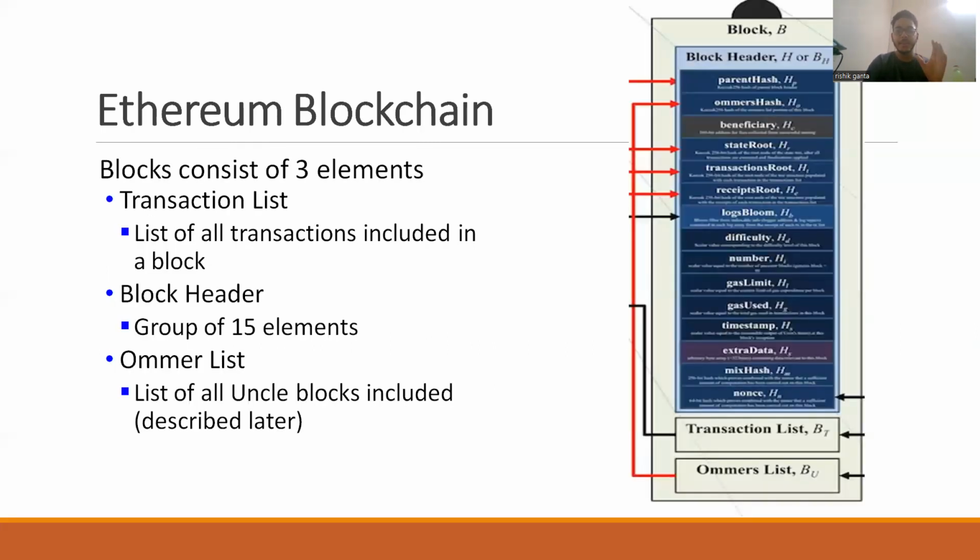Ethereum blockchain. The Ethereum blockchain mainly consists of three elements. The transaction list, which is a list of all the transactions which are to be stored in the block. Then the second element is a block header. A block header is a group of 15 elements such as the parent hash, ommers hash, beneficiary, state root, transactions root, receipts root, logs bloom, difficulty, number, gas limit, gas used, timestamp, extra data, mix hash, nonce, etc. The Ommer list is a list of all uncle blocks included in the block.